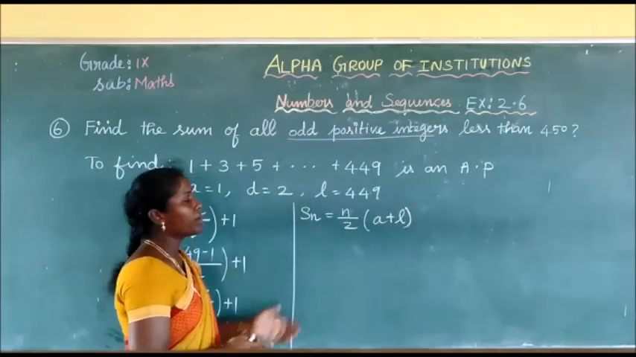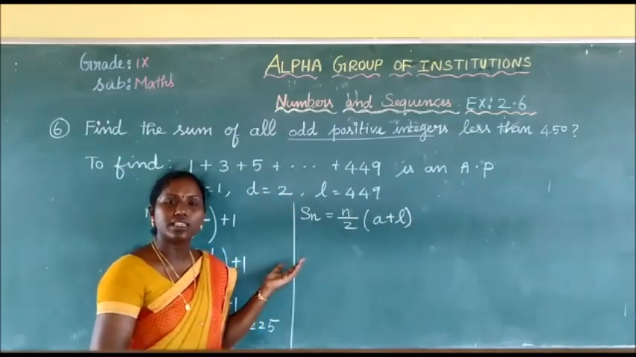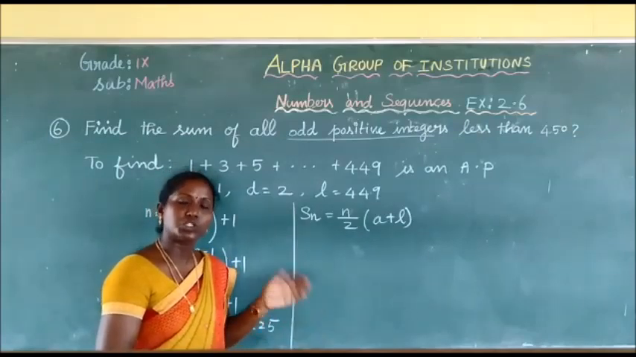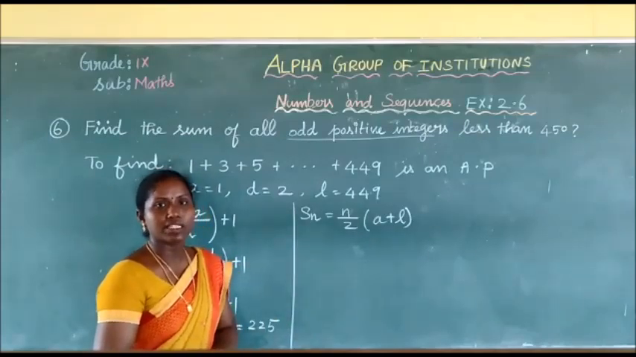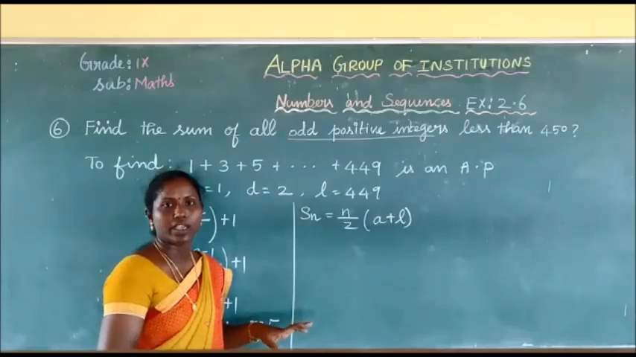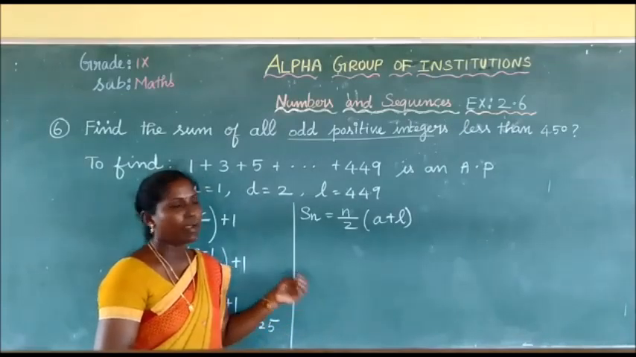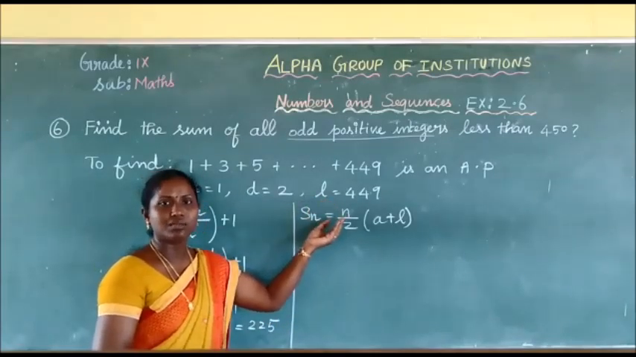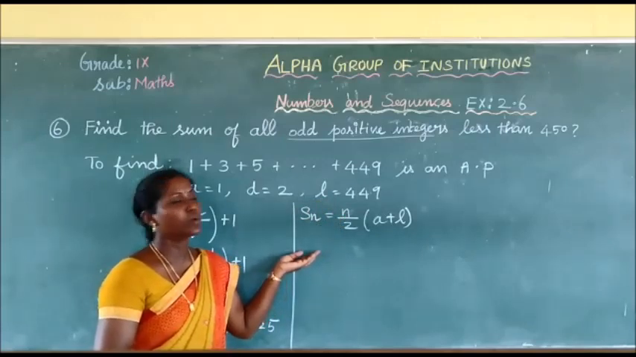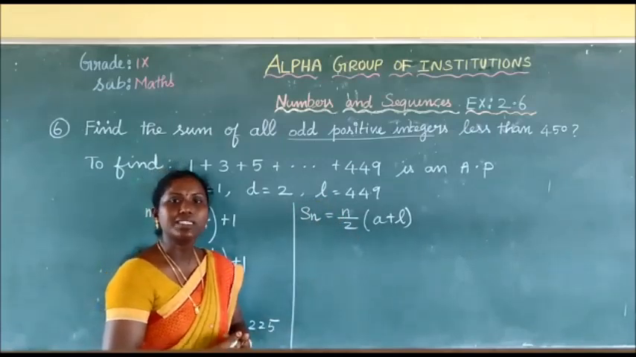Okay ma'am, instead of this formula, if I use the other formula, will we get the same answer? Yes, surely we will get the same answer, only the steps will differ. You can use either one of the formulas, but in case you know the last term, it is better to use this formula, Sn is equal to n by 2 into (a plus l).